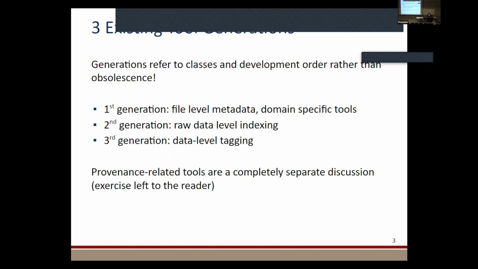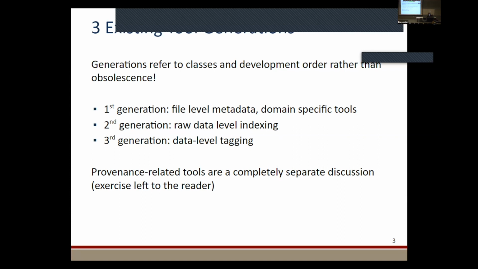Thinking about this, I realized that we've really had three generations of tools so far, because how they work has been somewhat similar for different classes of tools. I'll give an overview here. The first looked at file-level metadata. The second looked at how to find particular values within a variable. The third has been how to identify a region, for example a bounding box tag. And what we're doing in this project is looking at a next-generation tool beyond that, which will look at derived quantities.